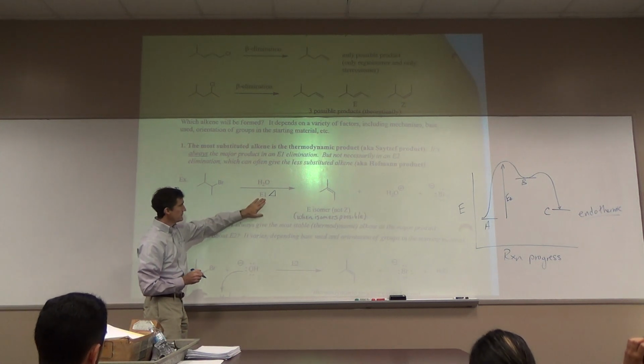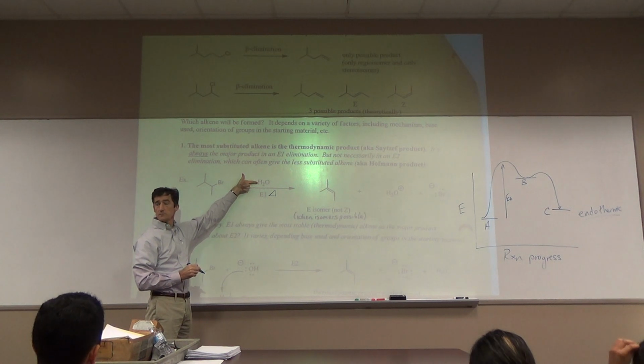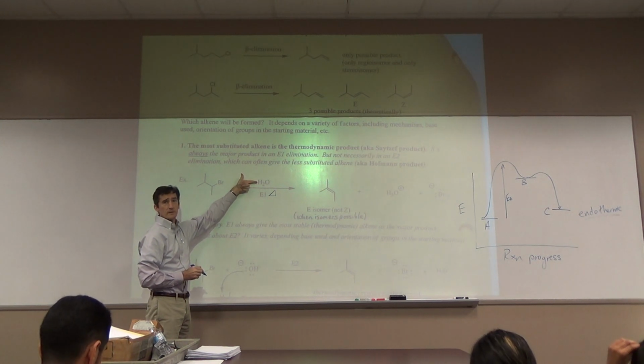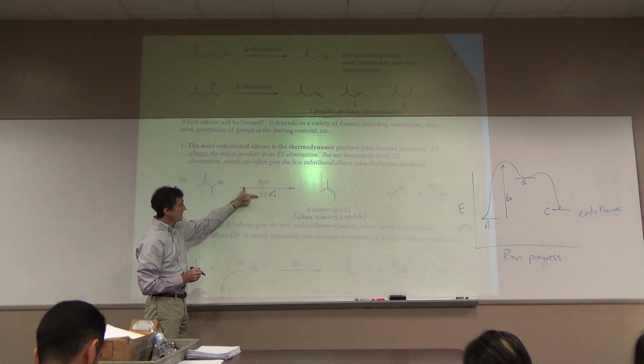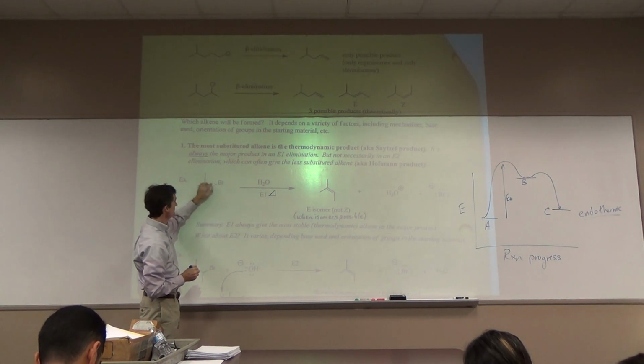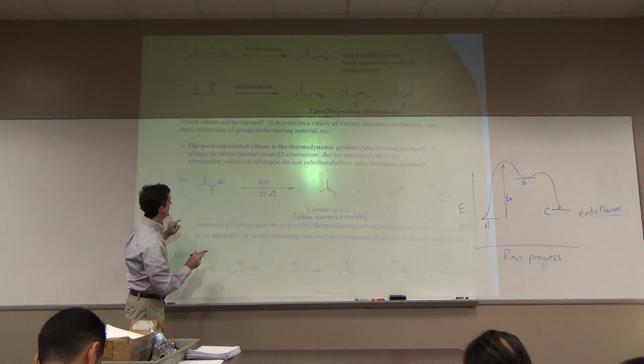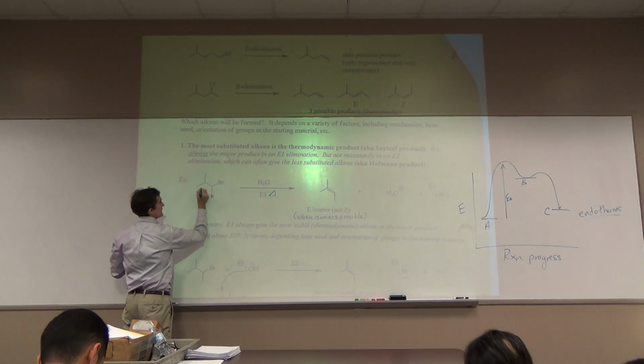This is an E1, right, because there's no strong base. It's a weak base. Water's a weak base. Since it's E1, we know we're going to get the Zaitsev product. We got two different beta carbons.